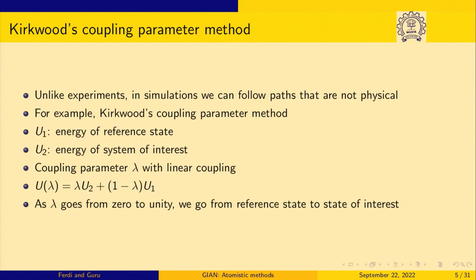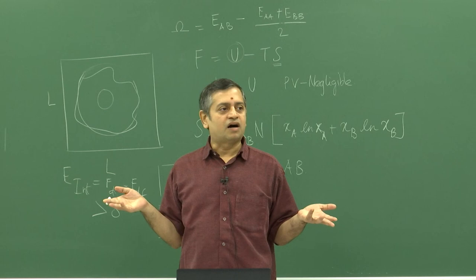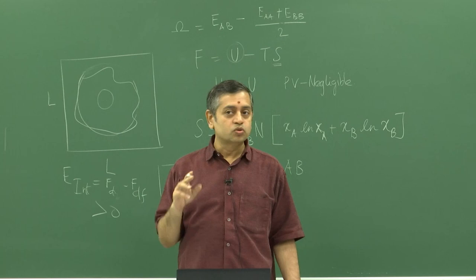When lambda is 0, what do you get? Lambda U2 is 0, 1 minus lambda is 1. So, you get U1, which is the reference state, and slowly you start increasing lambda, you reach 1. What do you get? 1 minus lambda becomes 0. So, U1 is 0, you get U2. So, you can always set up paths by introducing this arbitrary parameter lambda, which goes from 0 to 1, which linearly interpolates between the free energies of these two states. And this is an idea that we are going to use in our thermodynamic integration today.